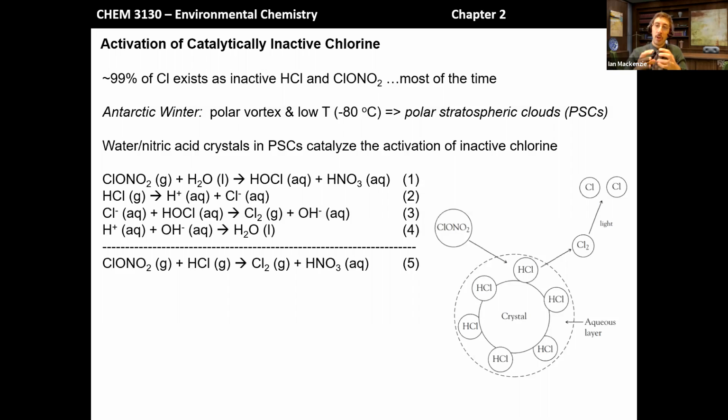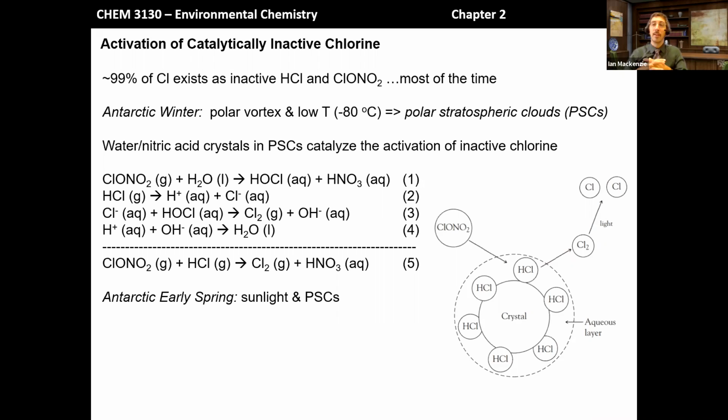So this occurs all winter long. These particles, these polar stratospheric clouds form particles that take both inactive forms of chlorine and convert them both to molecular chlorine gas.